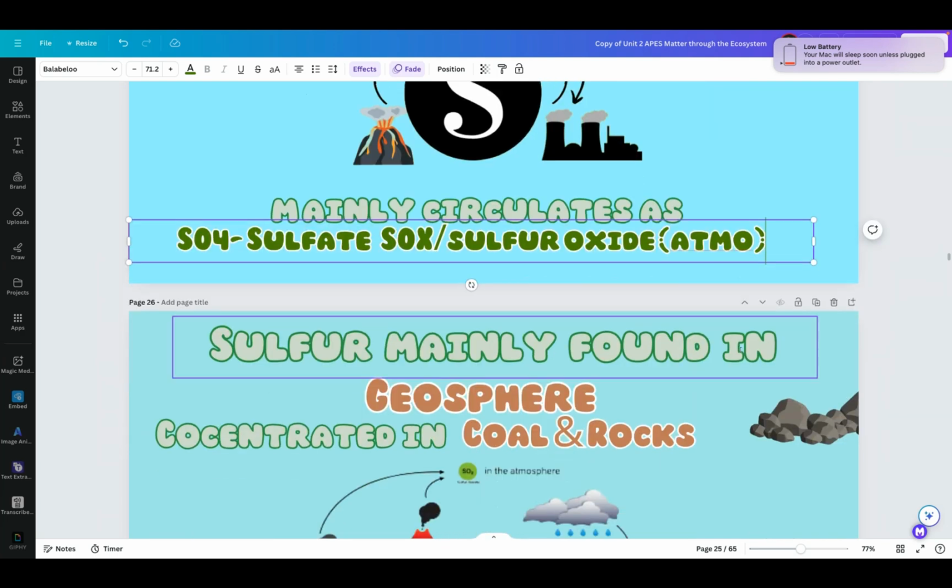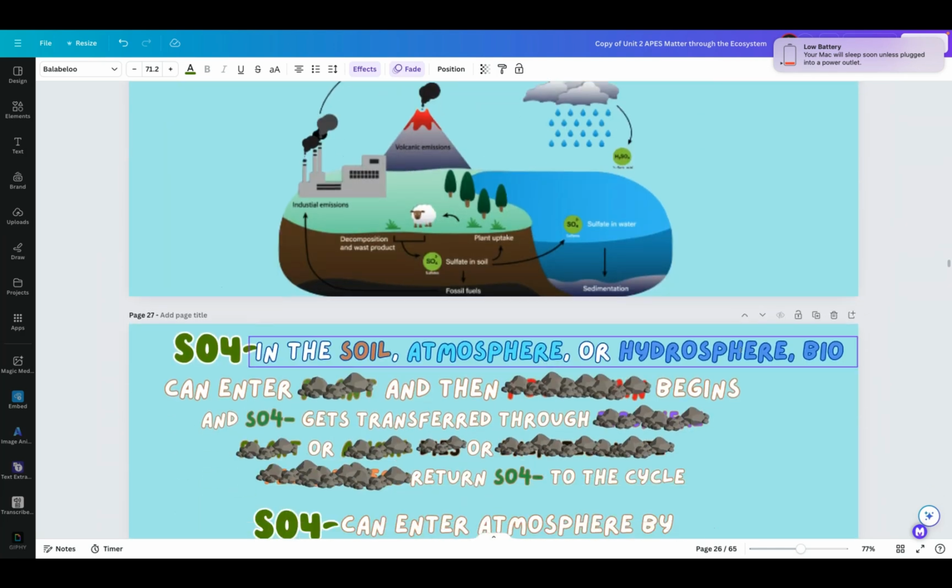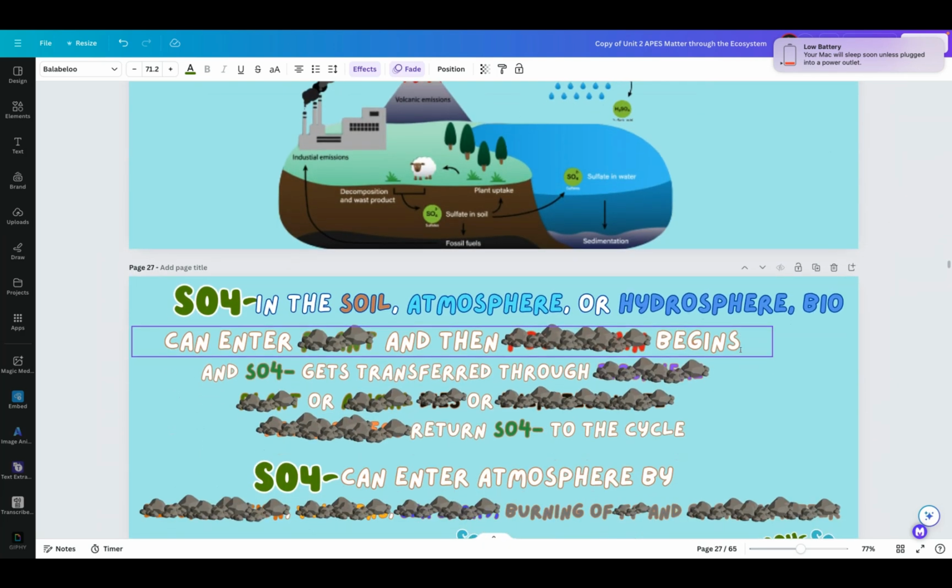The reason I tell you this is because even though you have to know the cycle mainly circulates as sulfates, because sulfates are found in all parts of the cycle, that's important to know. But if you want to differentiate between sulfur in the soil and sulfur in the atmosphere, you can call it sulfur oxides, okay? Because eventually it'll start to get confusing.